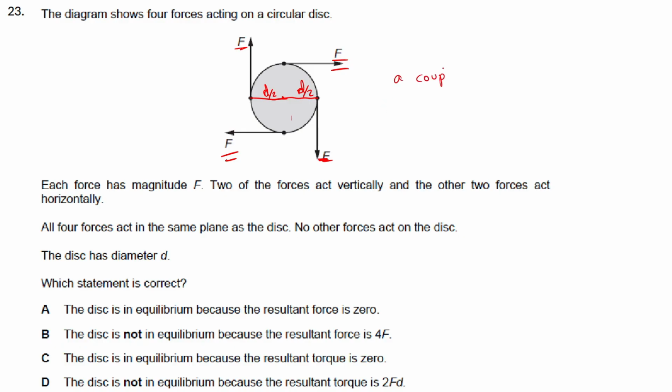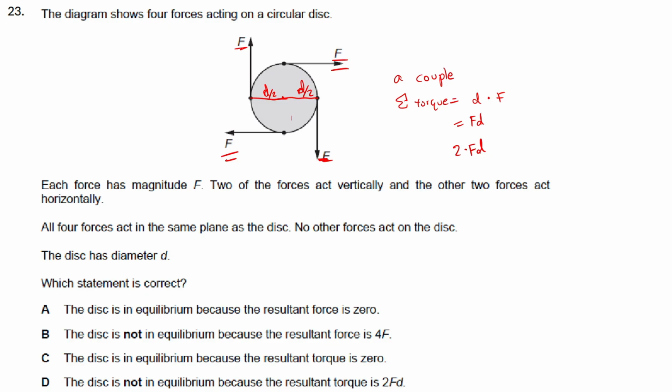A common fact for a couple is that the resultant torque is equal to the distance between the 2 forces, which is in this case D, multiplied by the magnitude of the force. So for each couple, it's going to be F times D, and then since there's 2 couples, it's going to be 2FD.